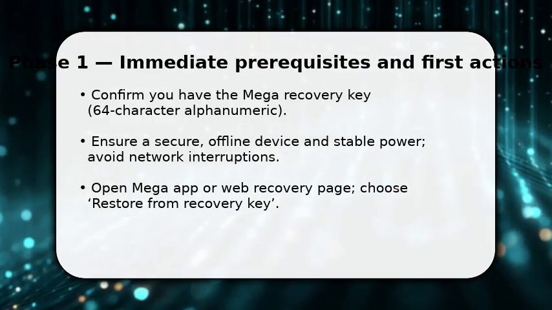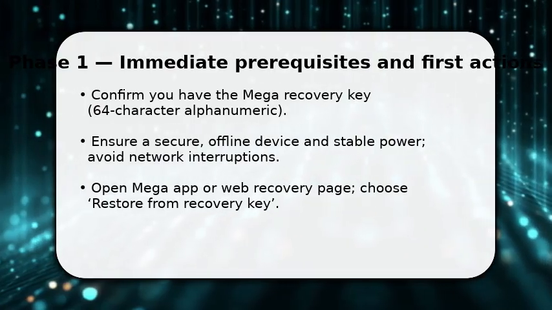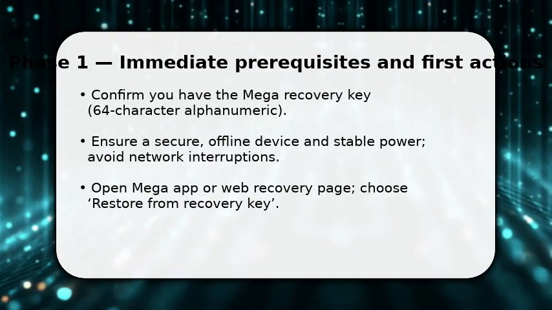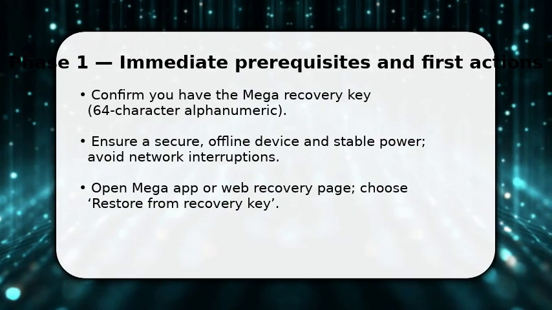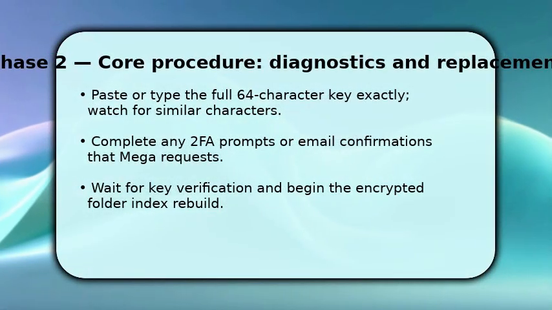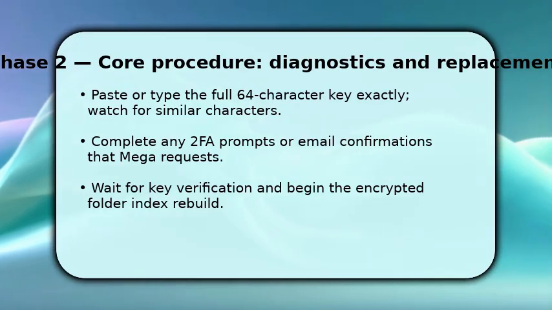Make sure your device is offline or on a trusted network. Interruptions can corrupt the process. You'll type or paste the full 64-character key carefully because one wrong character prevents decryption. You now enter the recovery key. Do this slowly and verify visually. Characters like 0 and O differ.